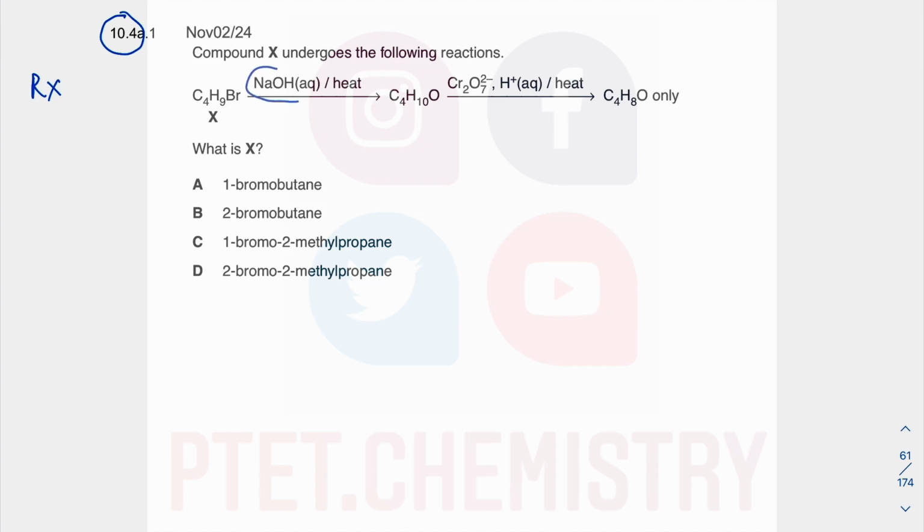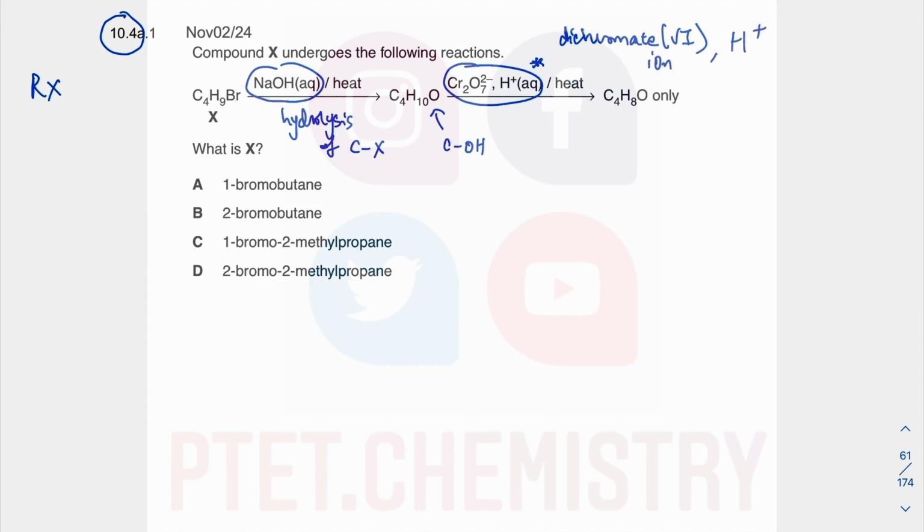We know that aqueous NaOH and reflux is an indication of hydrolysis. Hydrolysis of the C-X, the carbon halogen bond, forms C-OH, essentially an alcohol. Then the dichromate(VI) has to come together with an acidified species, because we use it to oxidize alcohol and the redox needs acid to work, as you would have done in your redox topic. It will go from orange to green, which is Cr3+ aqueous plus H2O.